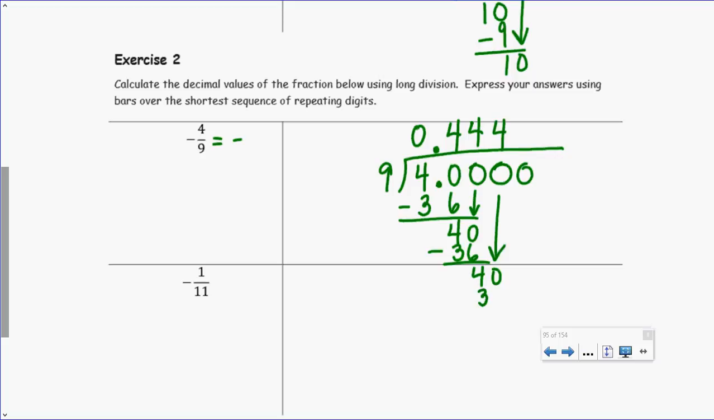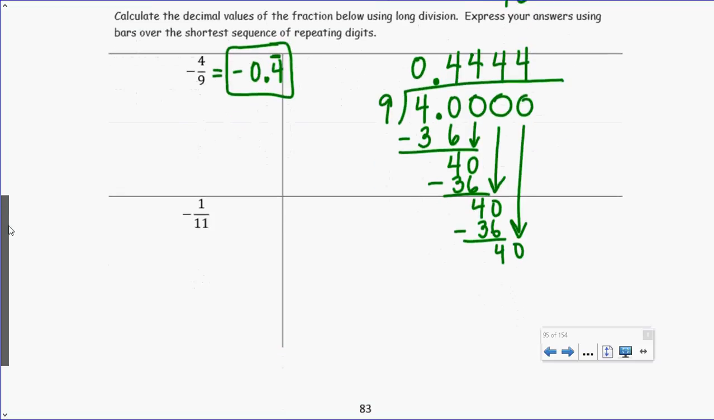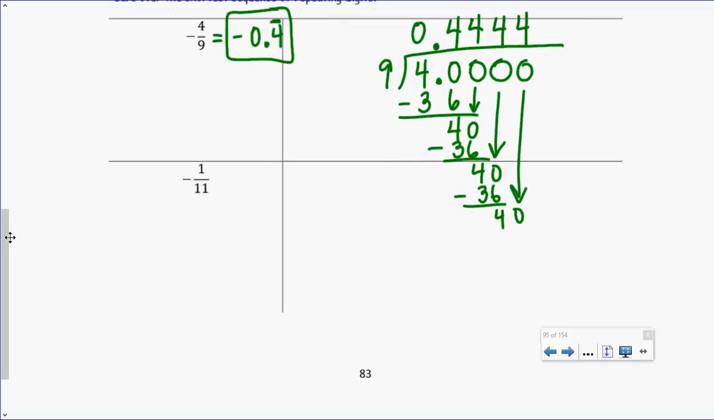And I don't really need to keep going. So hopefully you kept getting that 40 over and over, and you subtracted 36. So it's 0.4, and that's the only part that gets repeated. So it's 0.4 repeating. Okay, the last one on this page we're going to do together.